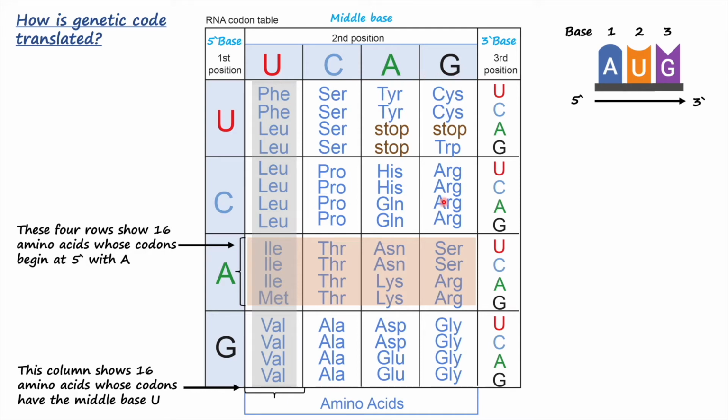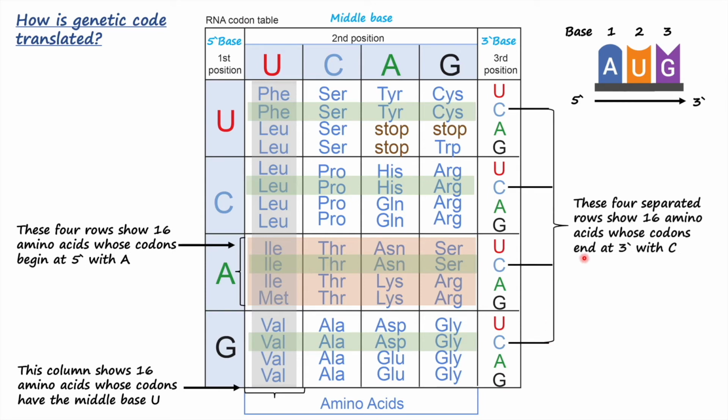Now let's see how the third base, the last base, is determined. So if we focus on amino acids of these 4 different rows, these 4 separated rows, which again contain 16 amino acids, their last base would be cytosine. And if you see uracil, which is highlighted in red, for all these 16 amino acids, their last base would be uracil.